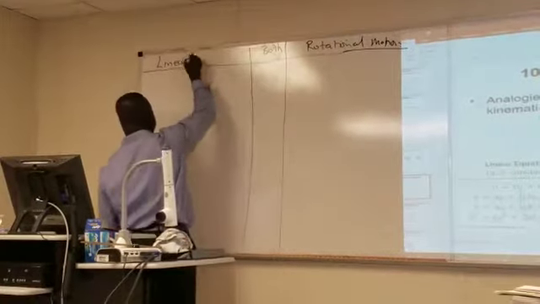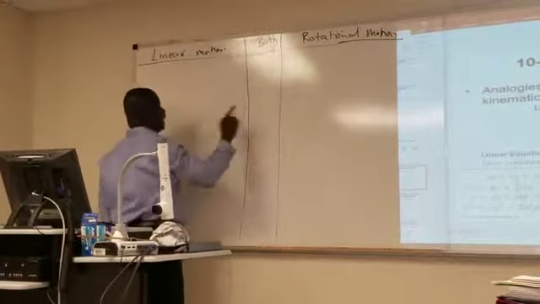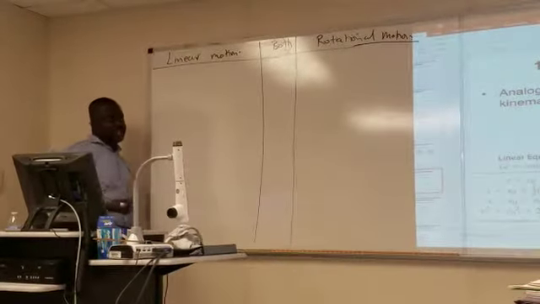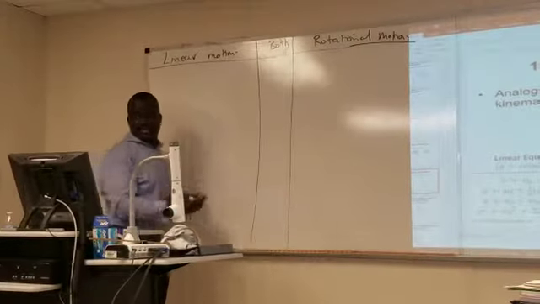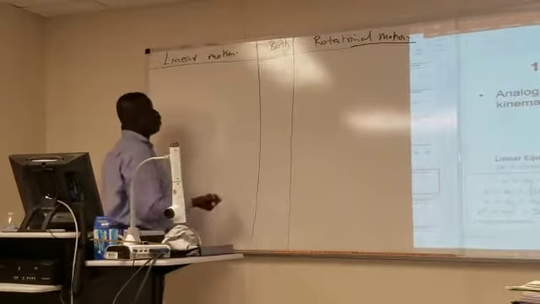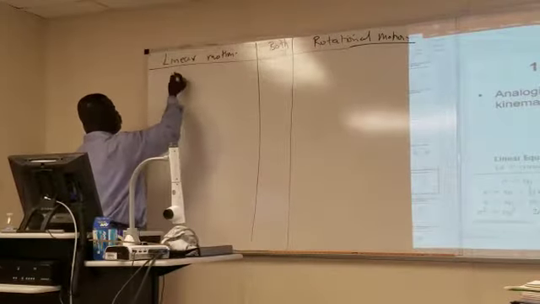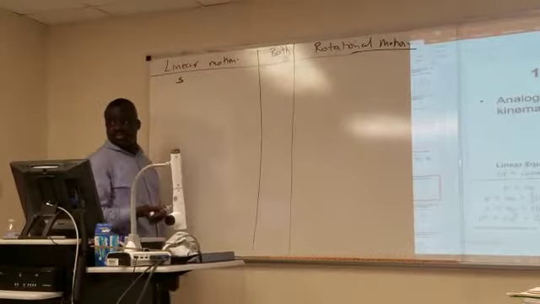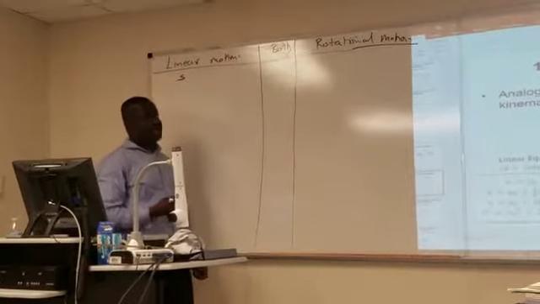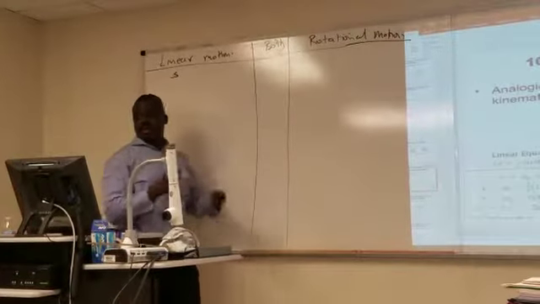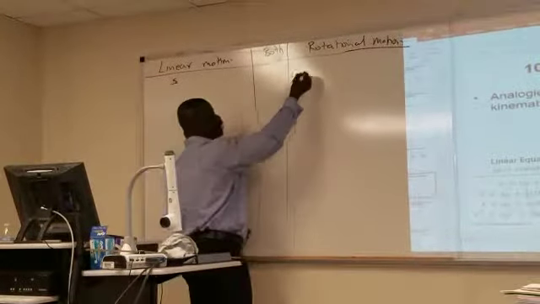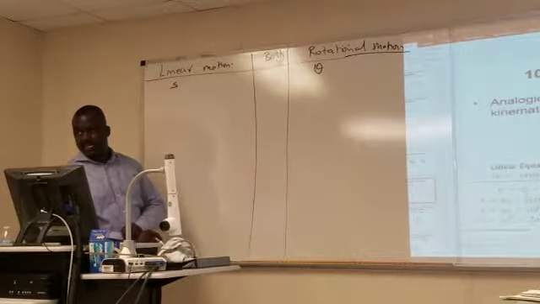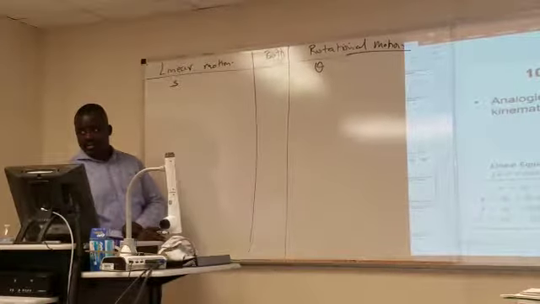So this is your linear motion, and that is your rotational motion. Now, when we're talking about linear, we talk about what? Distance, right, and displacement. With distance, we usually represent it as, let's say, S. Now, in rotation, we don't talk about distance. What we do is we talk about angles. Is that clear? You see the difference?